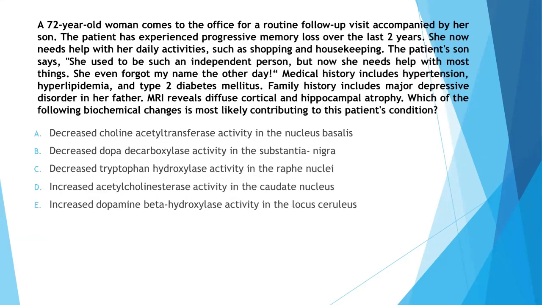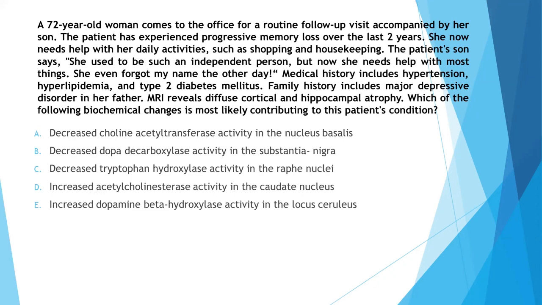A 72-year-old woman comes to the office for a routine follow-up visit accompanied by her son. The patient has experienced progressive memory loss over the last 2 years. She now needs help with her daily activities such as shopping and housekeeping. Here we can see the patient has progressive memory loss. The patient's son says he used to be such an independent person, but now she needs help with most of the things. She even forgot my name the other day.